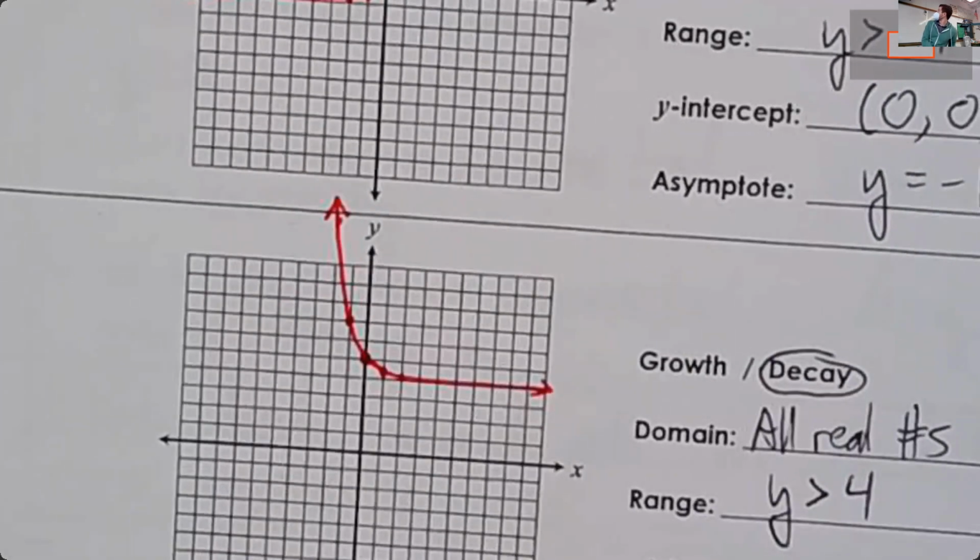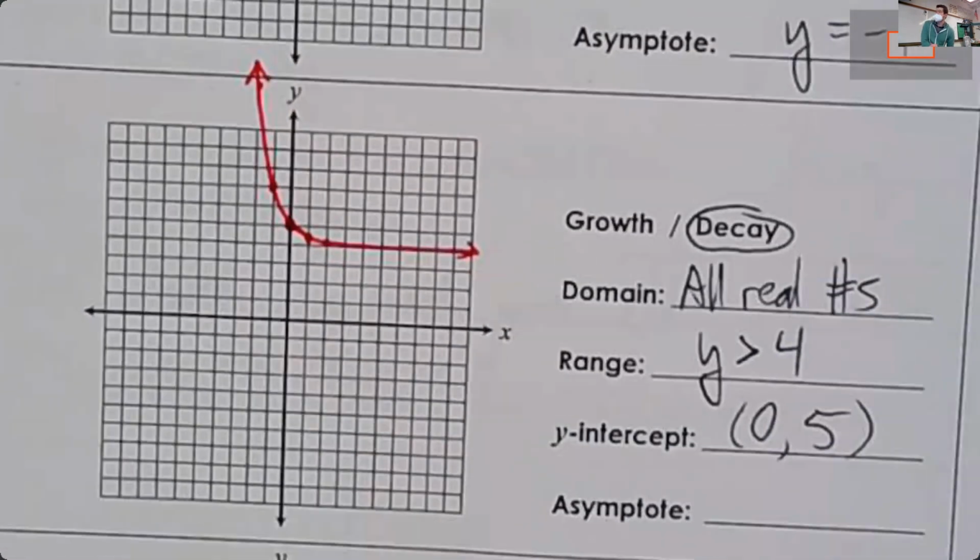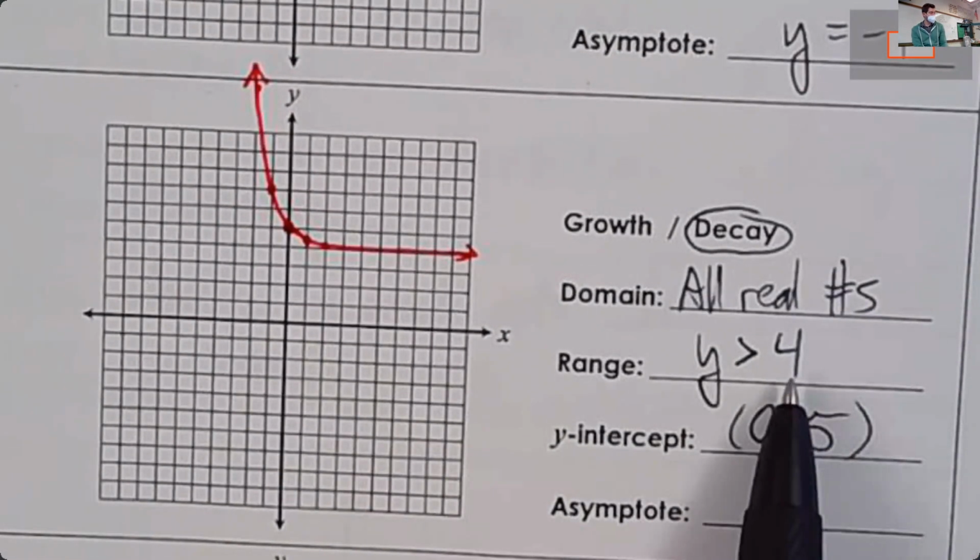And the y-intercept is at the point 0, 5. And the asymptote is always going to be equal to the smallest value for the range, so that's going to be y equals 4.